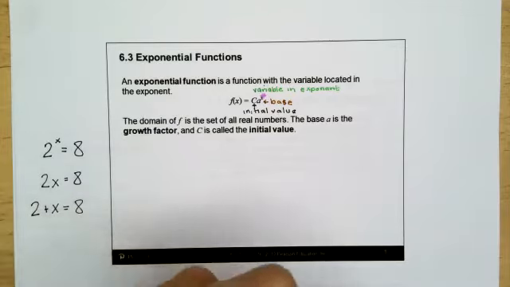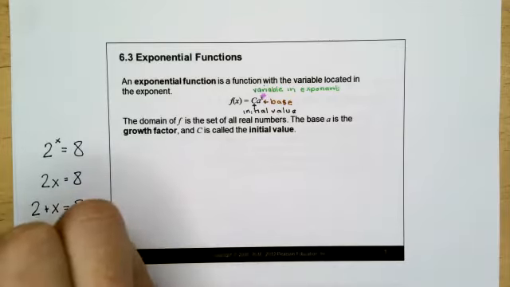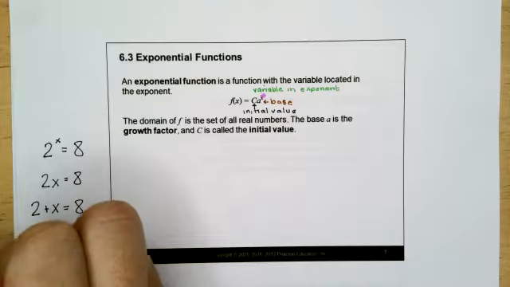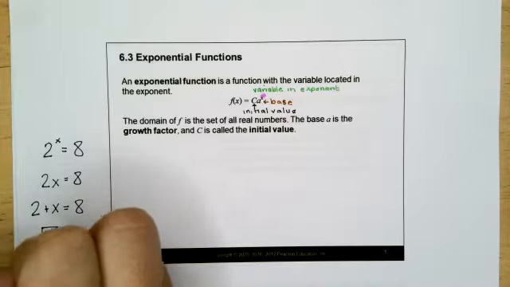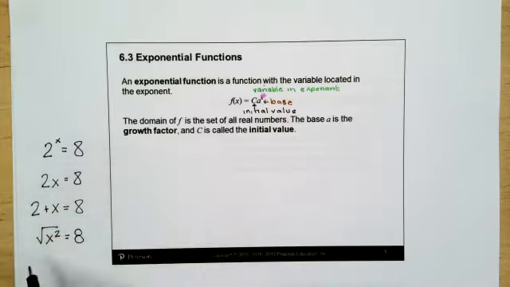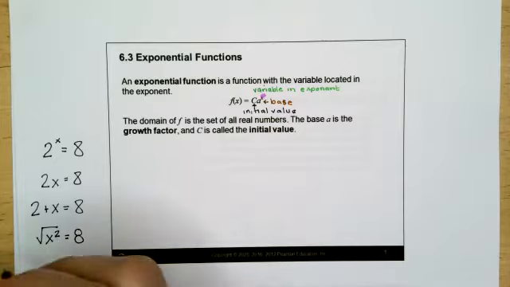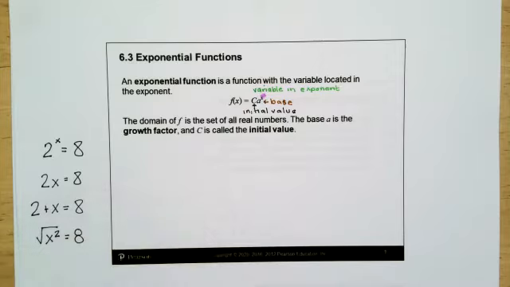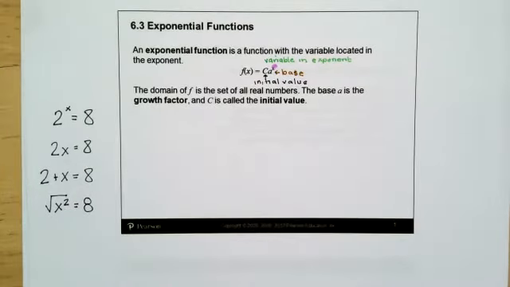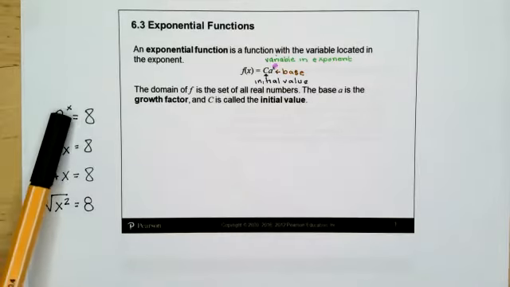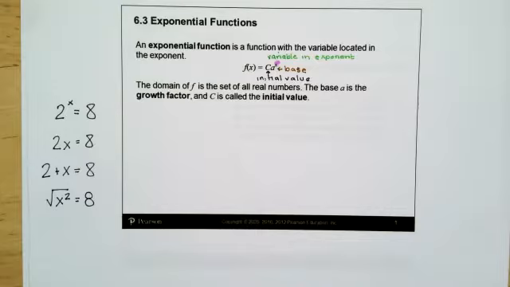We could even do the square root of X squared is 8, because we know how to undo the square with the square root. You undo what is being done to it. But I don't know how to undo a base if the variable I want to solve for is in the exponent, right?